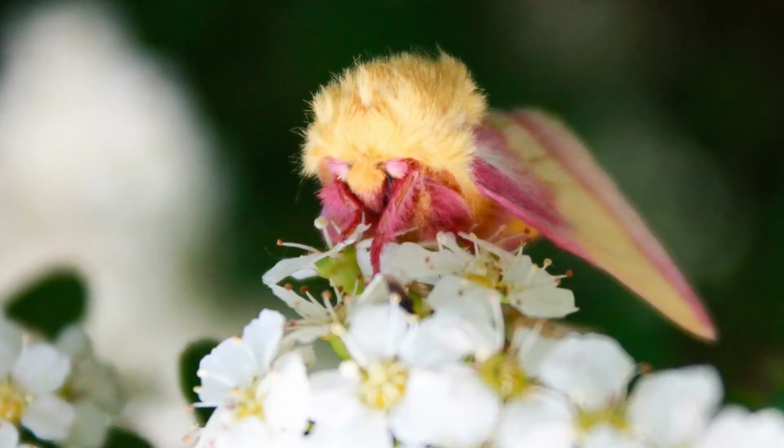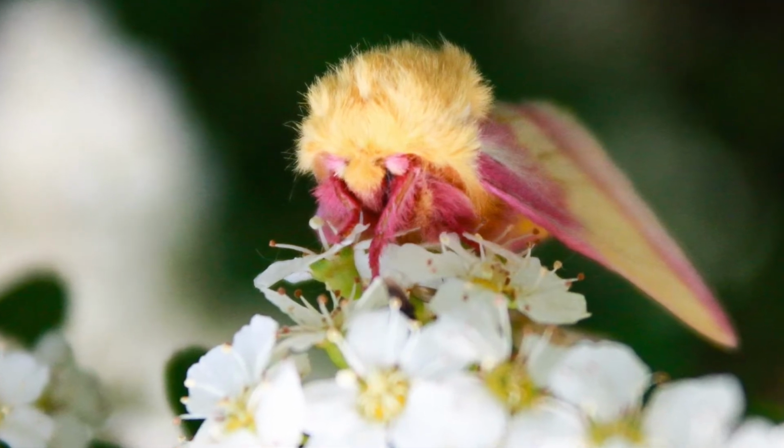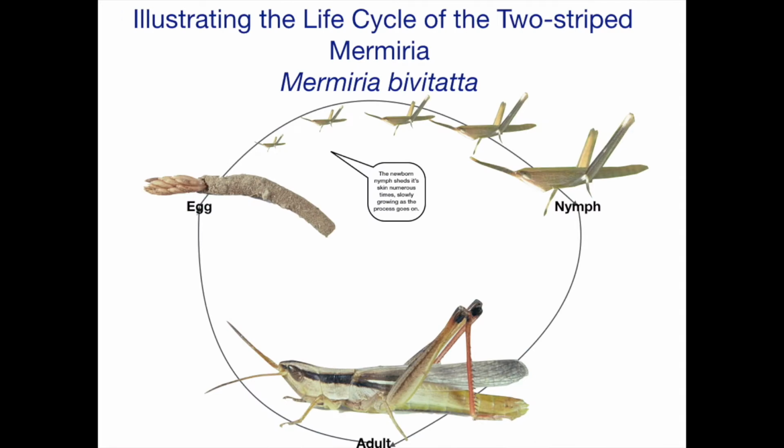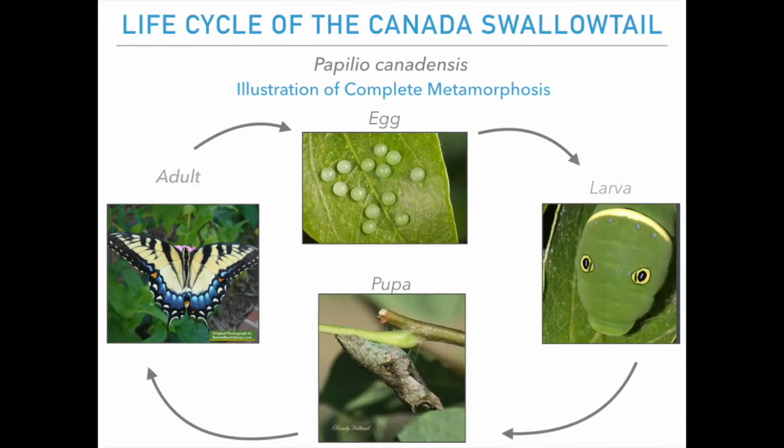Next, let's look at some special features of insects. These features make insects so interesting, fun, and cool. Every insect has a different life cycle. There are two major types of life cycles, simple and complete. Let's compare them.